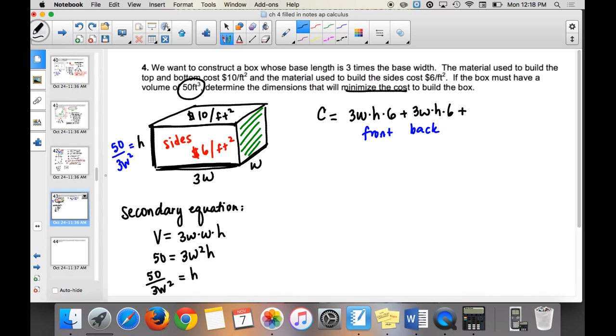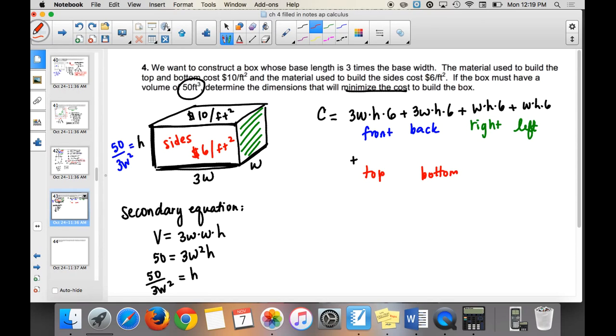So what about the right and the left? Our right is going to be, what's the area? 3W times H, right? Oh, not 3W, W times H, sorry. W times H, and then times, what's the cost? 6. So that's the right side. What about the left side? Left, same thing, right? So we're going to have W times H times 6. Yes, you can, but I'm writing it out because you guys are all like, what? What's going on? So what about the top and the bottom?